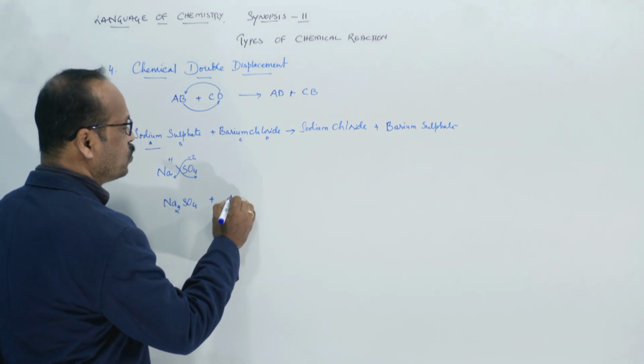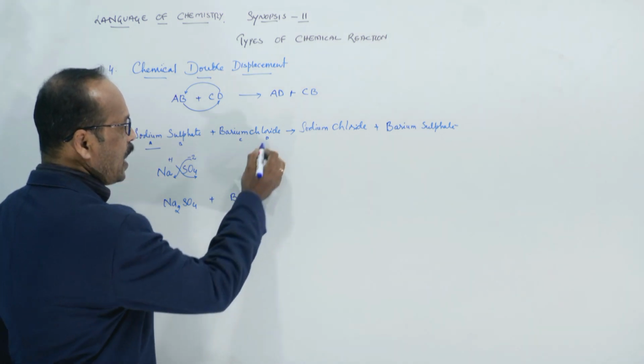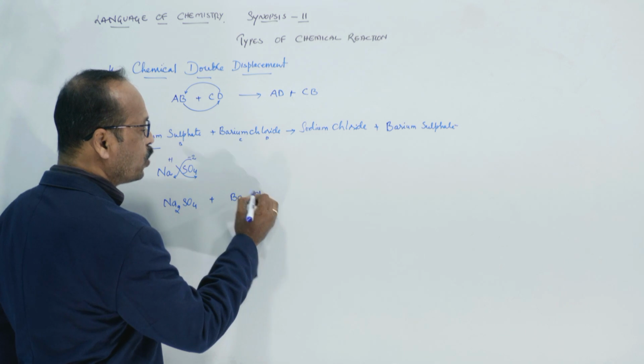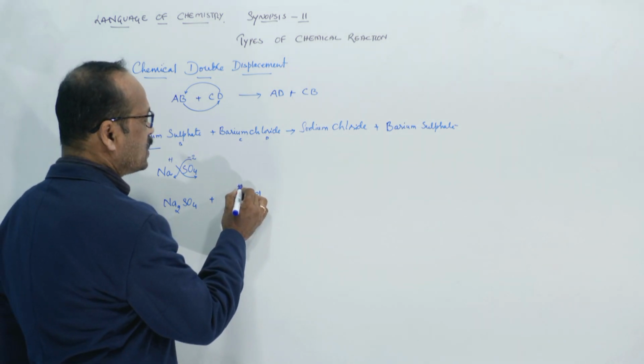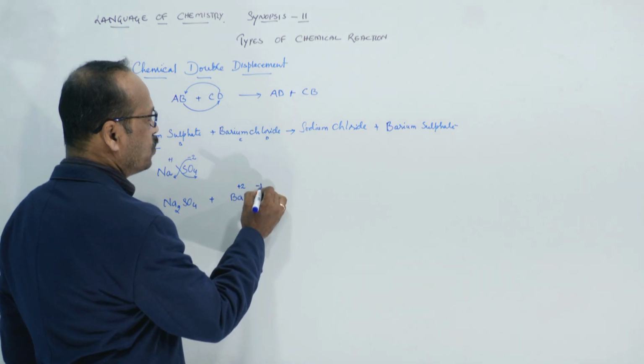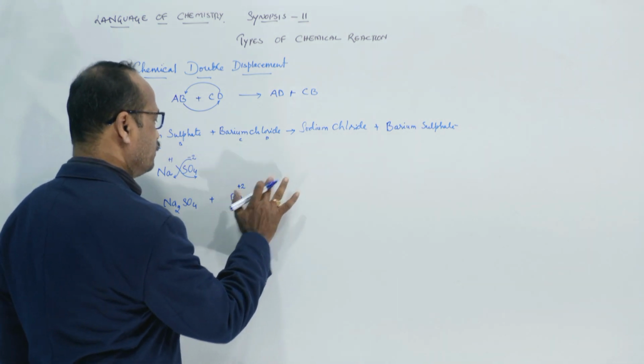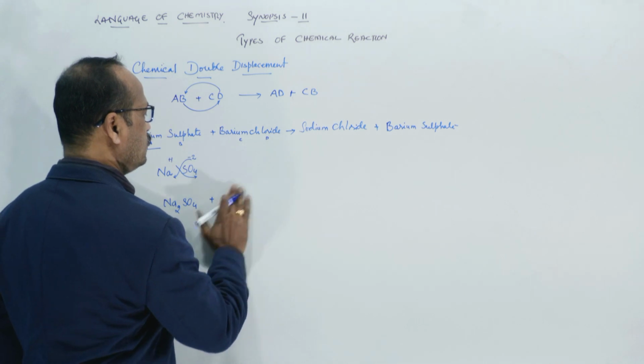Now come to the barium chloride. So barium is what? Ba. And chloride means chlorine, you have to write chlorine, right? Now barium valency is what? +2. Valency of chlorine is what? -1. I'll write here.